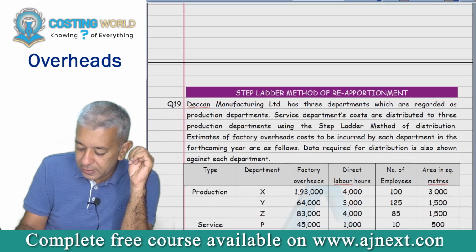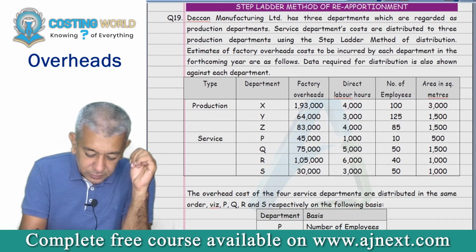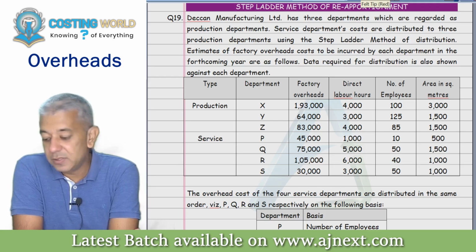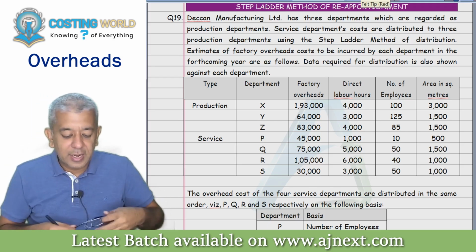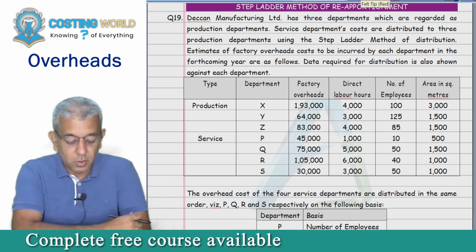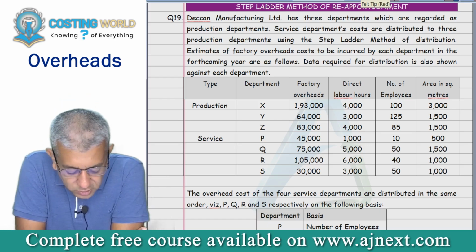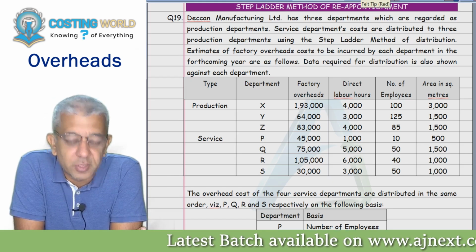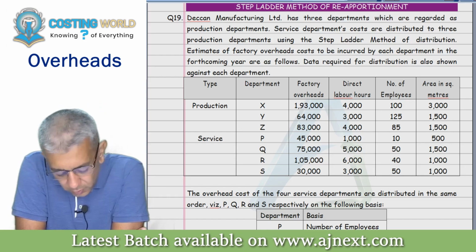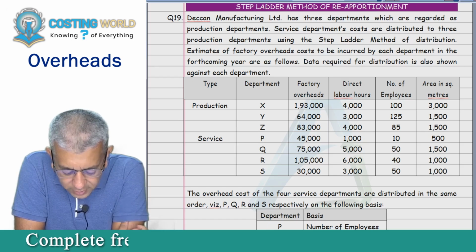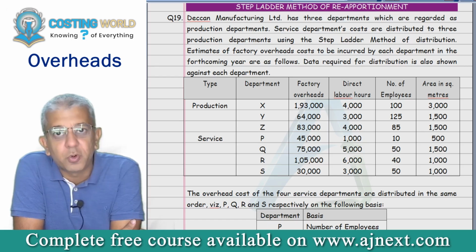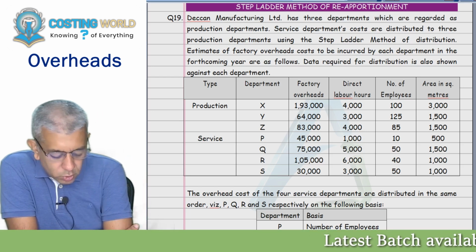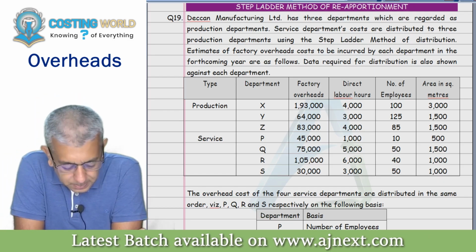Yeah, question number 19. Deccan Manufacturing Limited has three departments which are regarded as production departments. Service department costs are distributed to the three production departments using step ladder method of distribution. Estimates of factory overhead costs to be incurred by each department in the forthcoming year are as follows. Data required for distribution is also shown against each department.